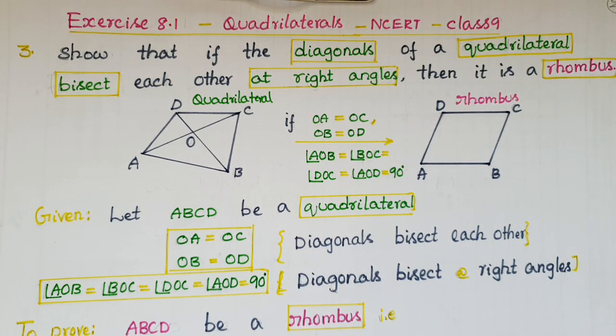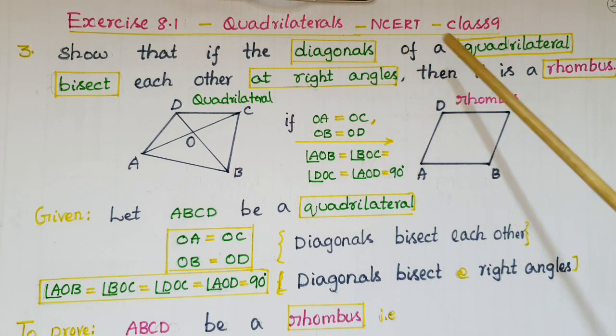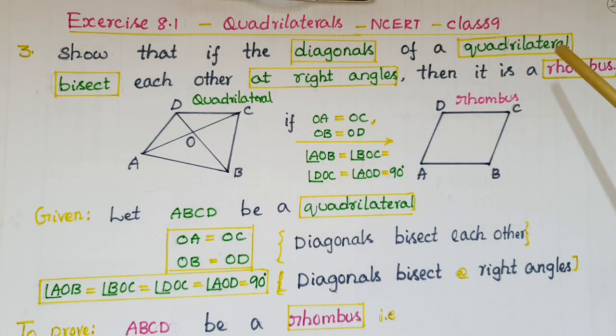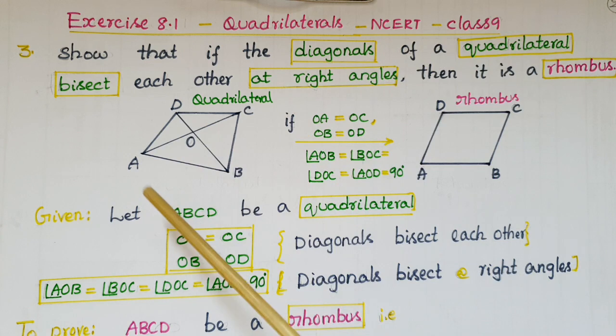Hello everyone. Today I am going to tell the solution of the third problem from exercise 8.1 from the quadrilaterals chapter of NCERT class 9. Show that if the diagonals of a quadrilateral bisect each other at right angles, then it is a rhombus. So let ABCD be a quadrilateral.